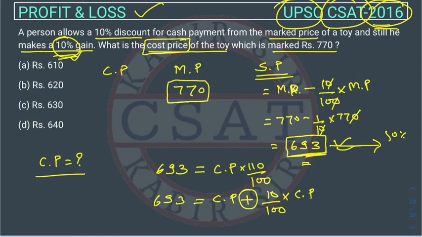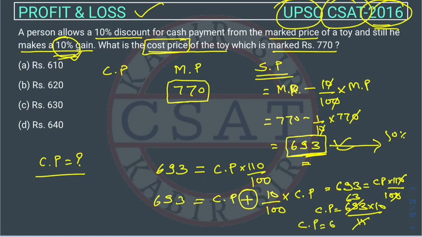Okay. So it will be 693 is equal to CP into 110 upon 100. This 0 will cancel this 0, right? This 10 will go this side, 11 will come down, right? So this will be CP is equal to 693 into 10 upon 11. 11 can cut this, 63. So the cost price is 630 rupees, right? So the answer will be option C.